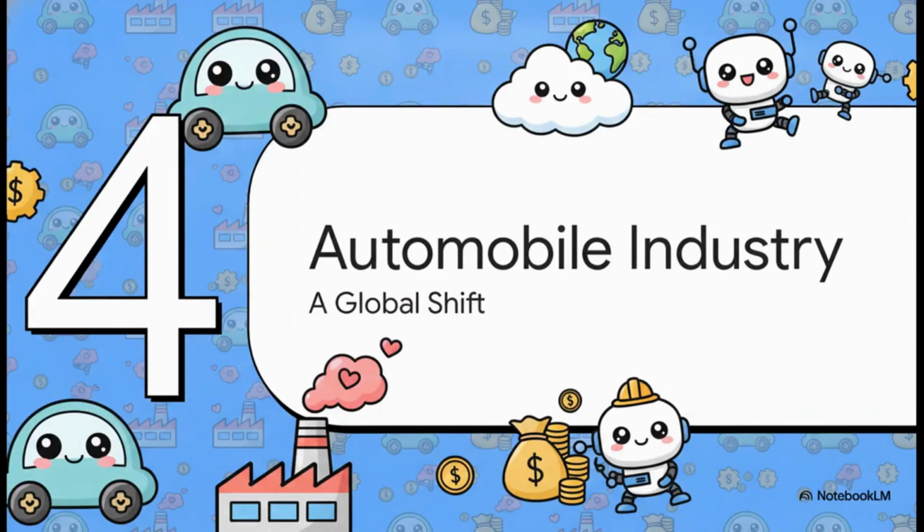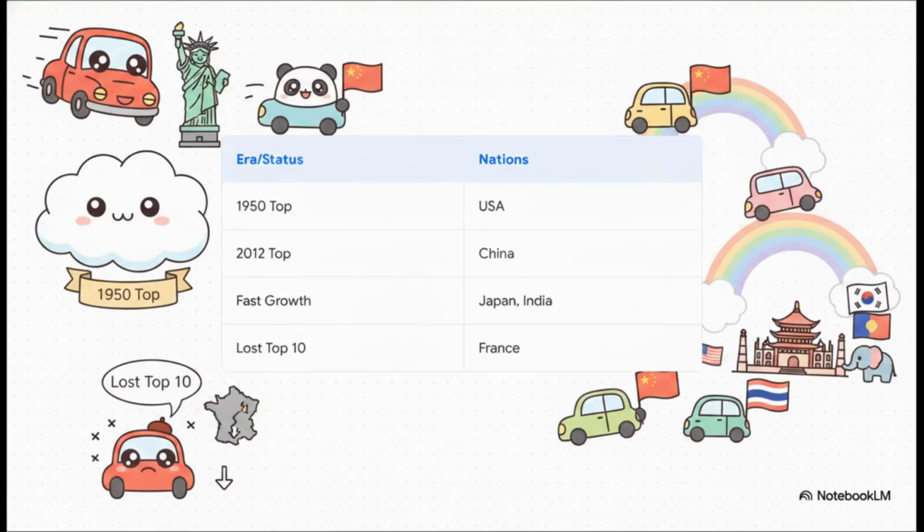All right, Section 4. Let's shift gears and look at the automobile industry. Historically, the pioneers of car manufacturing were always highly developed nations. Why? Because building cars requires just an astronomical amount of capital investment. Back in 1950, the United States was the absolute, undisputed top producer of automobiles in the world. But fast forward to 2012, and China has completely taken over as the foremost producer. We also see incredibly rapid, massive growth across other Asian nations like Japan, South Korea, India, and Thailand. Meanwhile, older historical powerhouses like France actually lost their top 10 status altogether after 2010. It's a fast-changing, intensely competitive industry.